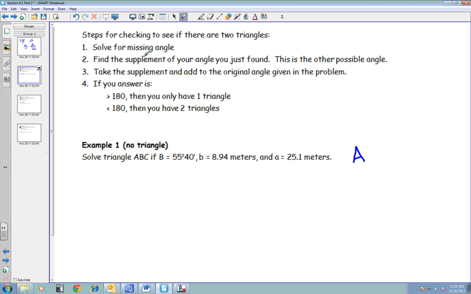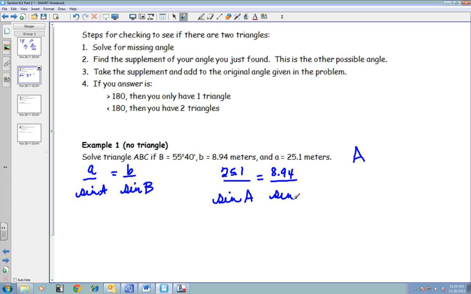We're going to do that using the law of sines. Here's what I'm using: A over sine A equals B over sine B. I'm just going to plug those numbers in. So 25.1 over sine A equals 8.94 over the sine of 55 degrees, 40 minutes.